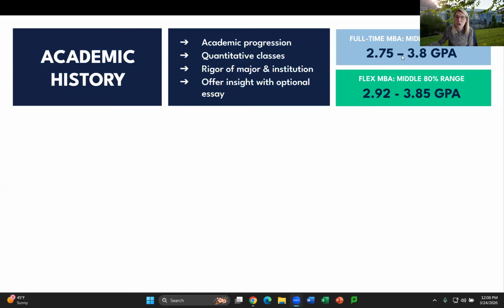You'll see the charts here on the side of 80th percent bands of the GPAs. These are on a 4.0 scale, and this comes from our class profile, for the students who chose to enroll at Georgetown for the class that started this fall, 2025. So you'll see the 80% band there. The average for both tends to be around a 3.3 or 3.4. And again, that's on a 4.0 scale.